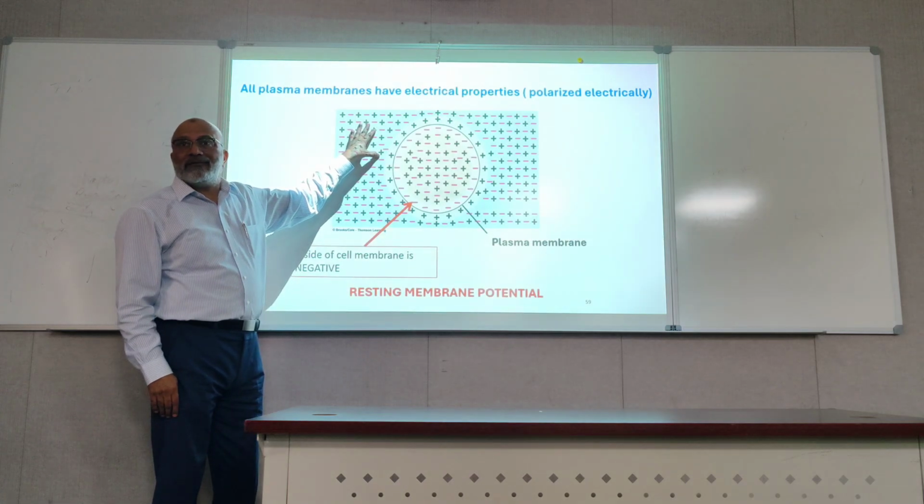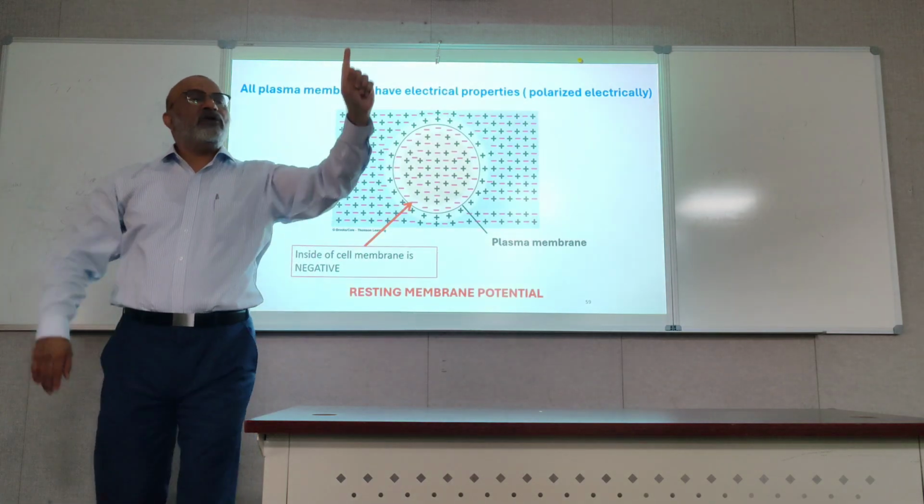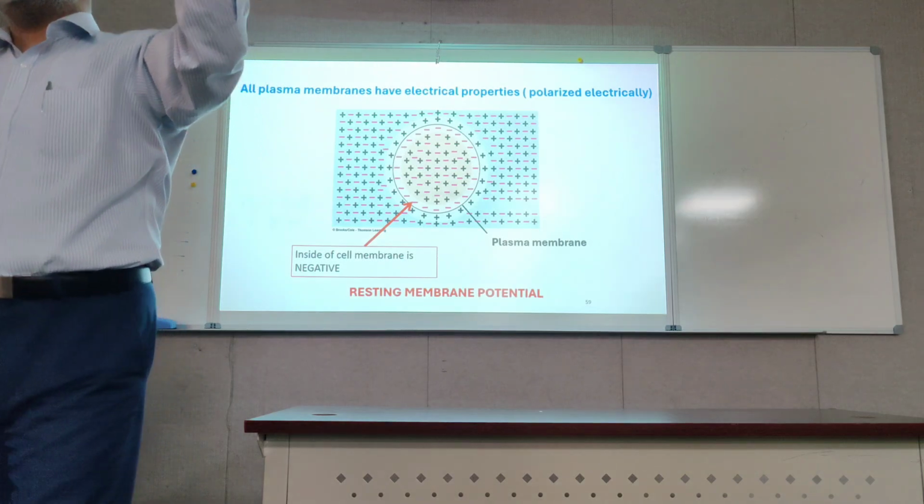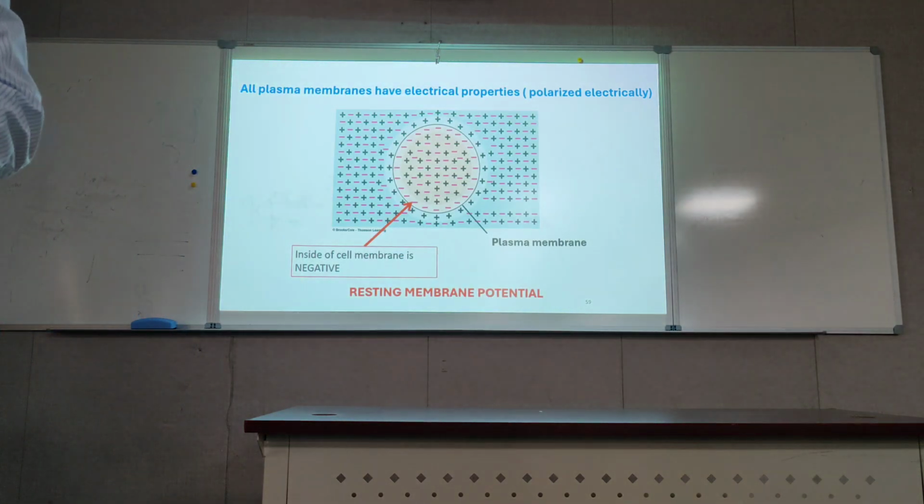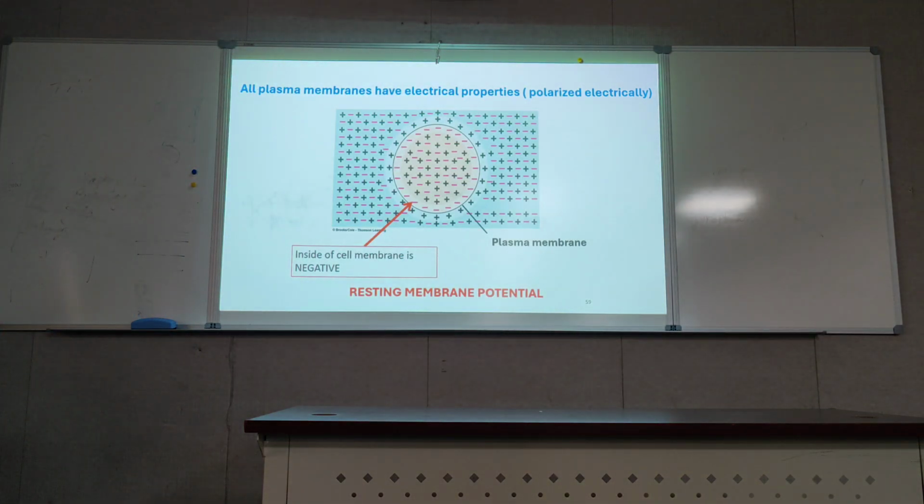So from this story, we don't remember the girls and the boys. We just remember a few things. One, the positive and the negative, their concentration is different on inside and outside of the cell membrane. Two, in the resting membrane, the inside of the membrane is negative and the outside of the membrane is positive. The name is resting membrane potential. So this is the first thing that we have learned up till now.